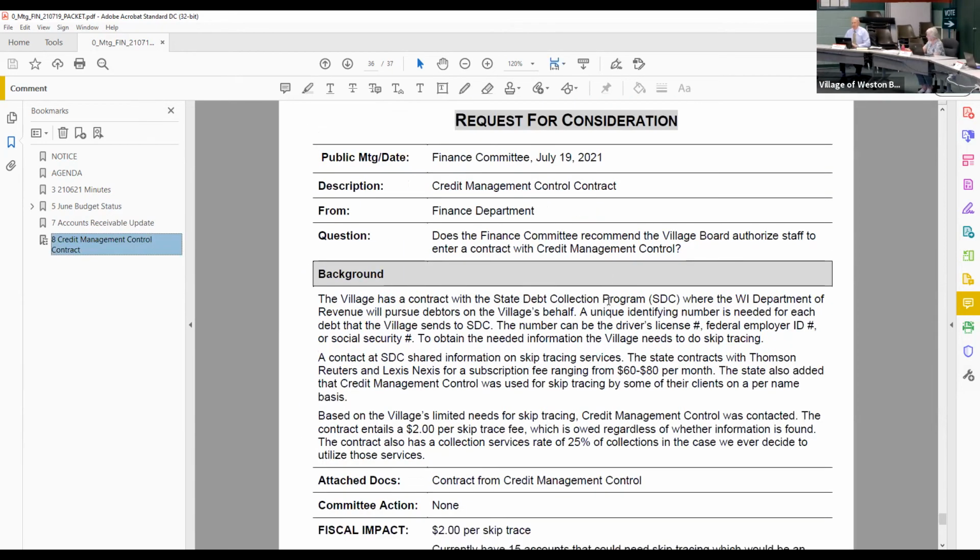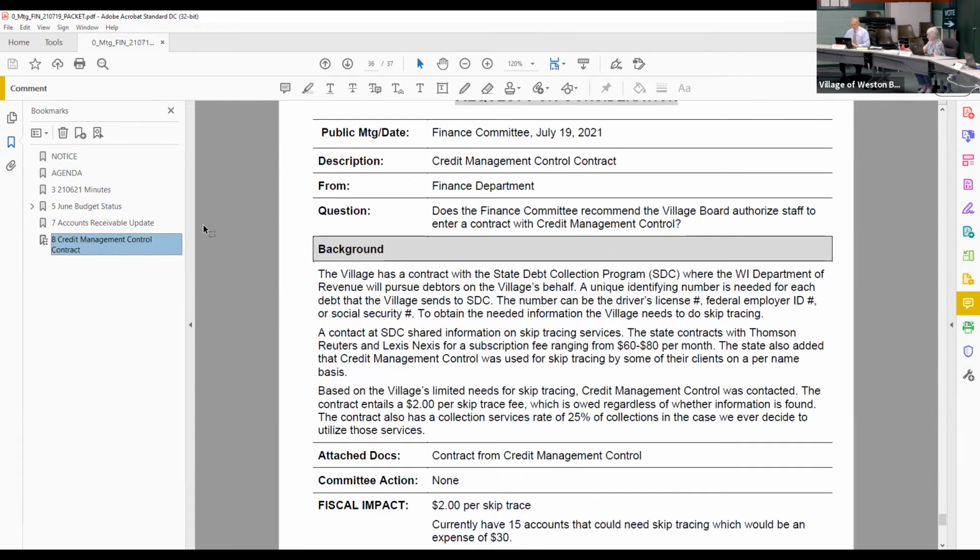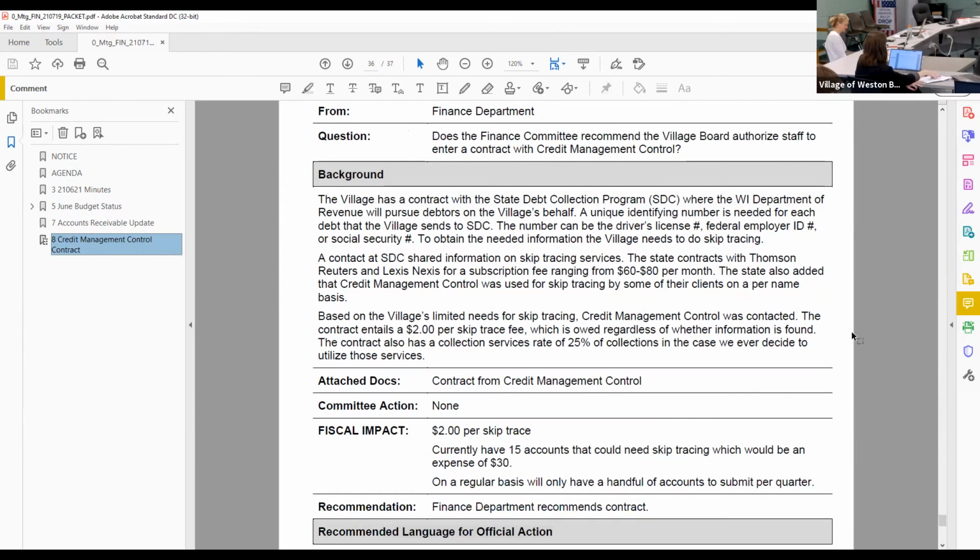Discussion and possible recommendation on contract with Credit Management Control for skip tracing services. So this is a contract with Credit Management Control. What they will do is get us the identifying information that we need to forward things on to the state debt collection program. Their fee is $2 per skip trace. Our current expense, if I were to forward everything we have out there, is going to be like $30. So it's pretty minimal.